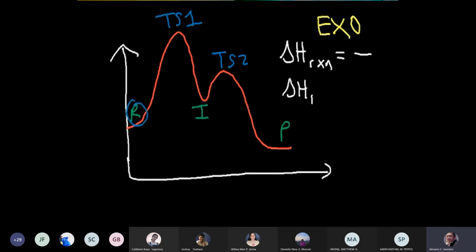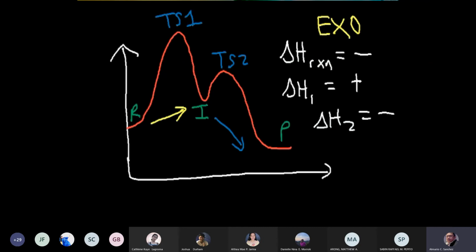So for the first step, we're going from the reactant to the intermediate. Notice that the intermediate has more energy than the reactant, so we're going up. As you go up, that means the system has to gain energy, so therefore, delta H is positive. Now, as you go from the intermediates to the products, you have to go down in a potential energy diagram. So the enthalpy for the second reaction is negative. So for the first step, it's endothermic. The second step is exothermic, and overall, it's an exothermic reaction.